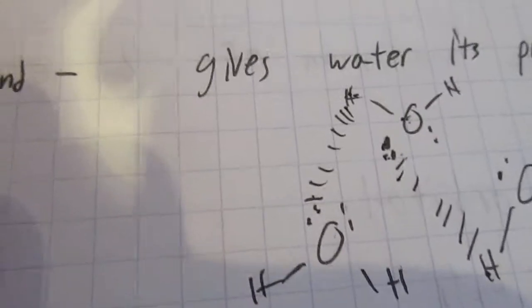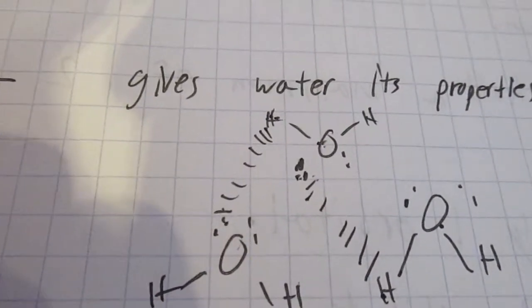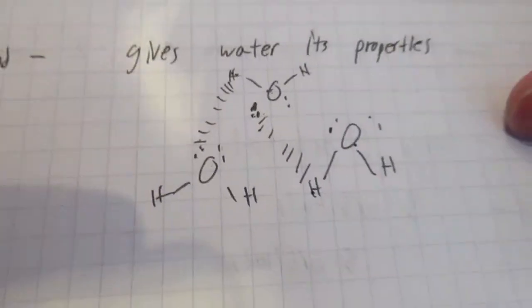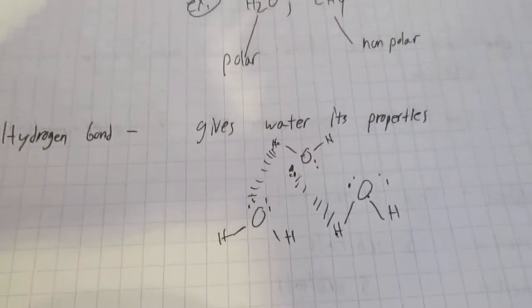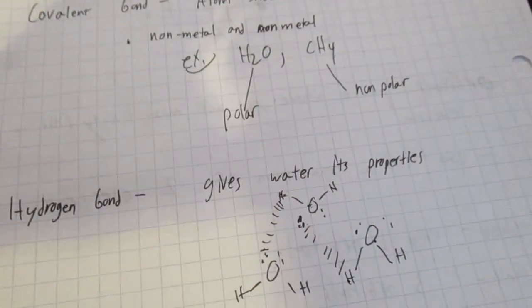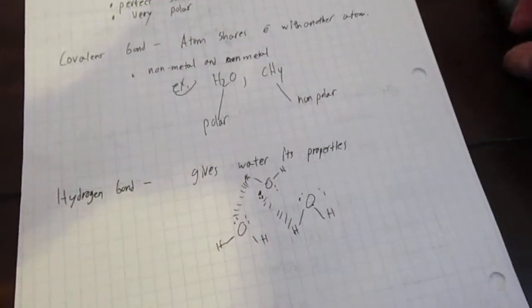That's really what a hydrogen bond is, and it gives water its properties like cohesion and adhesion. Cohesion could be like surface tension. It makes water hard, and it allows insects to step on it. Then there's adhesion, which is water attracted to other stuff. For example, capillary action is a good example of adhesion.